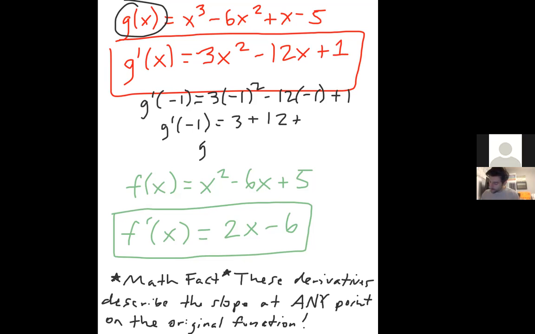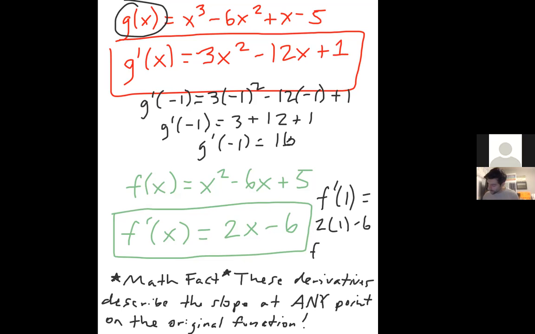So we're saying that the slope when x is -1 on the original g of x function is 16. So it's a really steep and positive slope. So it must be a really steep part of the function. And then similarly, if I wanted to know the slope on this f of x function, let's say at x equals 1, I could wonder about what is f prime of 1, and that's just going to be 2 times 1 minus 6.